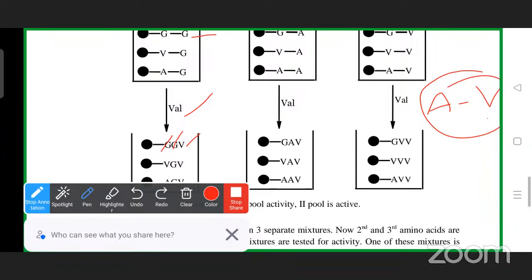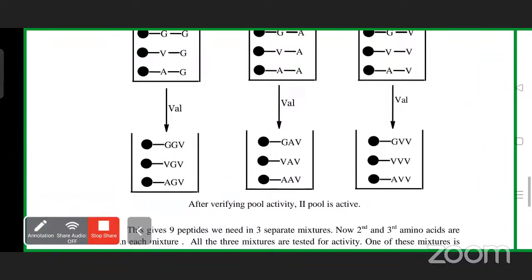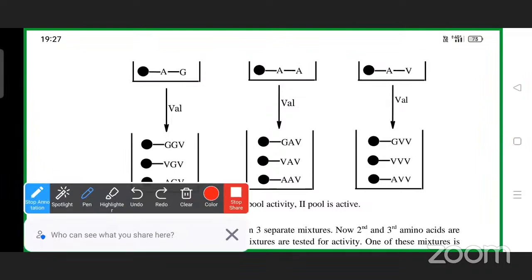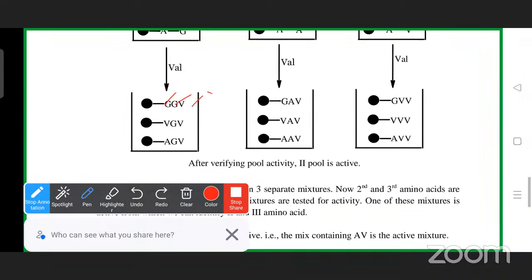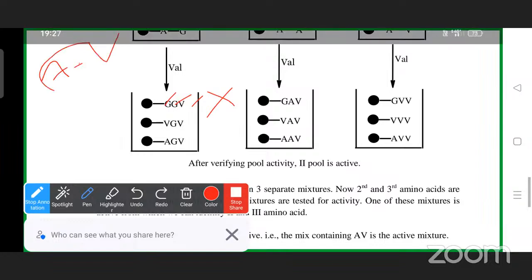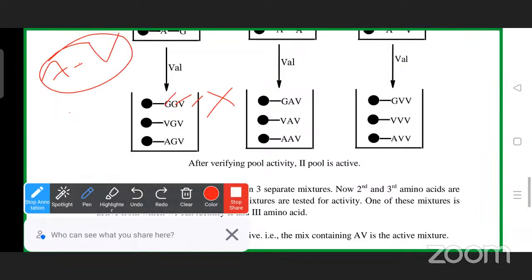What we are doing here is simply attaching this valine to all three dipeptides. Here you see glycine valine. This is not our required or desired active compound, because our target molecule has AV. We are going to find the AV linkage.